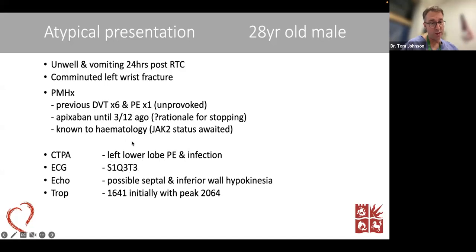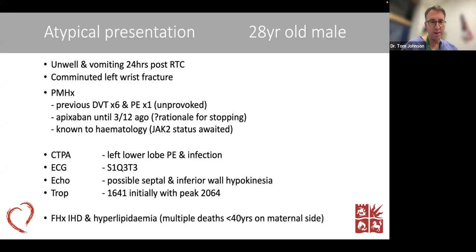During this acute presentation through A&E, he underwent a CT that showed a new pulmonary embolus, and his ECG, interestingly, demonstrated the classical changes. More worryingly, his echo suggested possibly some hypokinesia, and he was found to have a markedly elevated troponin. So everything was happening to this young guy, and nothing really joined up, nothing made sense. On top of all this, to add insult to injury, he had a significant family history of ischemic heart disease with elevated lipids and multiple deaths on his mother's side under the age of 40.